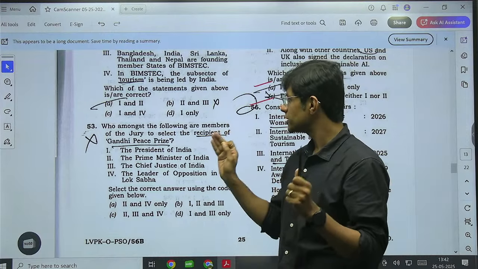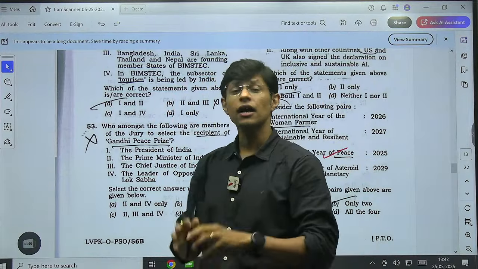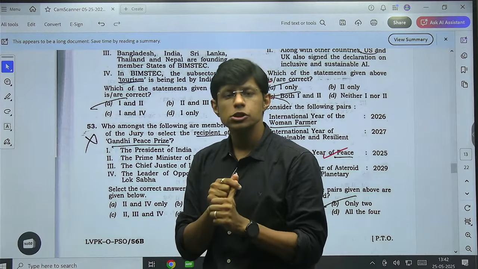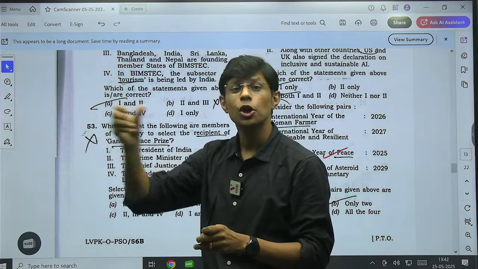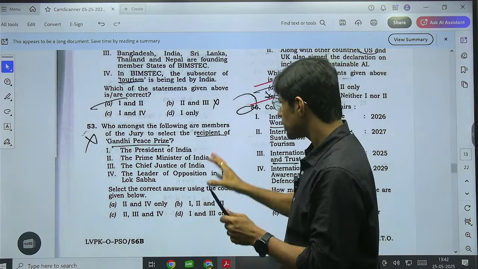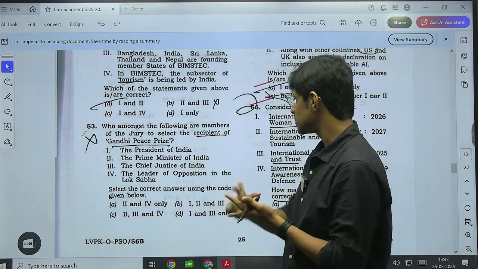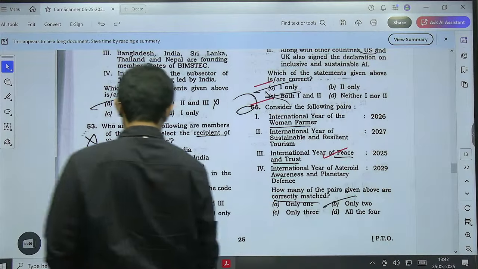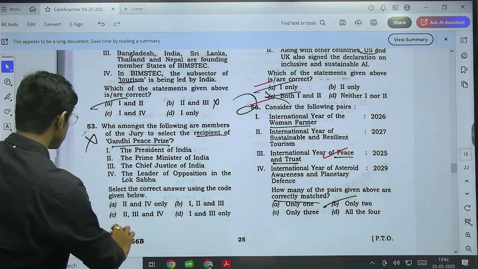Now this Gandhi Peace Prize is an annual award instituted by the Government of India in the year 1995. This is awarded to individuals who have contributed in the social sphere, economic sphere, political sphere through non-violent means. So with a list of jury, the President of India, no, the President of India is not a part of the jury. Prime Minister, yes. CJI, yes. Leader of opposition in the Lok Sabha, yes. Which means 2, 3 and 4. 2, 3 and 4, option C is the correct answer.